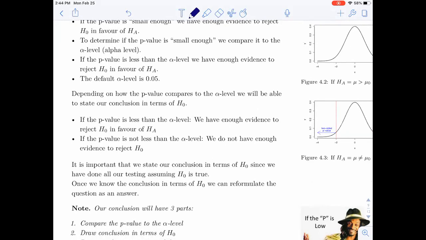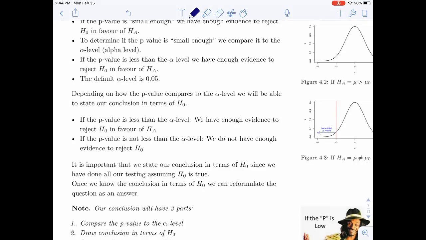But if the p-value is less than the alpha level, your conclusion in terms of the null hypothesis is that we have enough evidence to reject H naught in favor of HA. And so remember, we did all our testing assuming the null hypothesis was true. So then our conclusion has to be in terms of the null hypothesis as well.